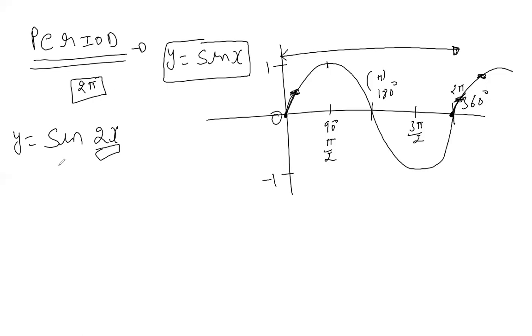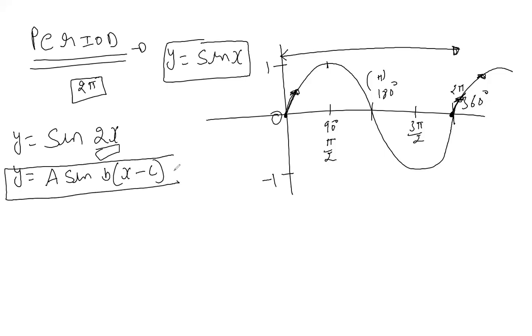When your graph is y equal to sine 2x, what is our general equation? The general equation is y equal to a sine b in bracket x minus a. This is our general equation. And what is the value of b if you compare these two equations? The value of b would be 2.